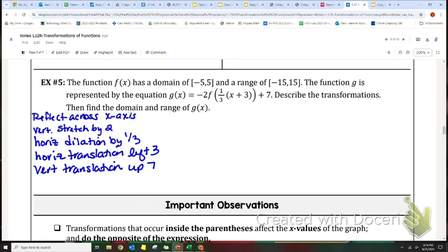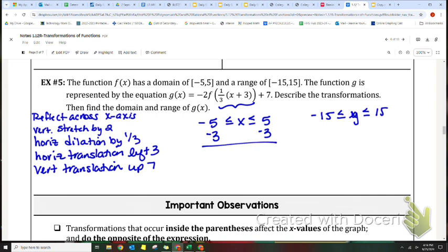All right, so it told us that f of x had the domain of -5 to 5. And so they wrote it like that, but I'm going to do it like we did on the other one. And it had a range from negative 15 to 15. And so we can see with our x's, this is what's inside. So the parentheses is first, so we're going to subtract the 3. So it's negative 8 to 2. And then we're not going to multiply by 1/3. We're going to divide by 1/3, which is the same as multiplying by 3. So we get negative 24 to 6.